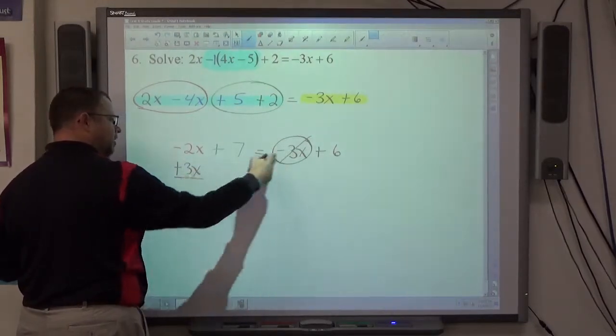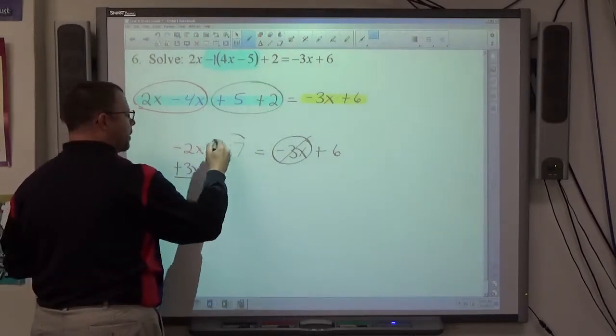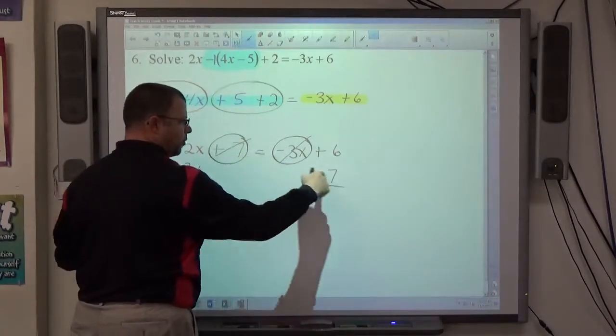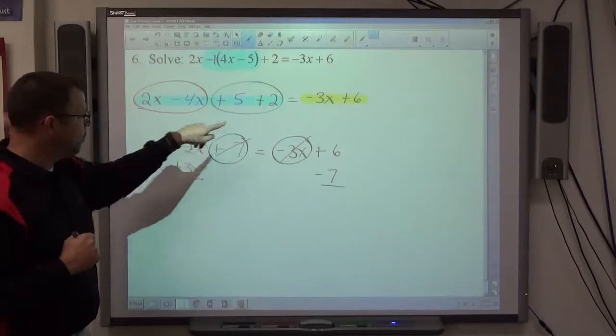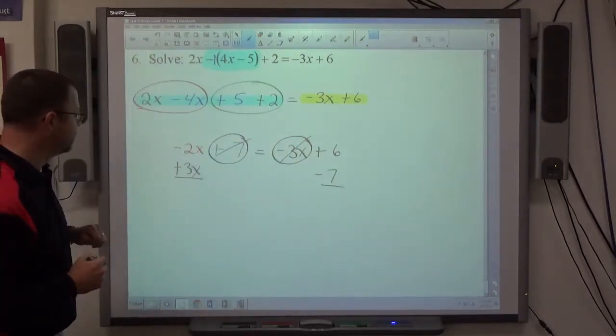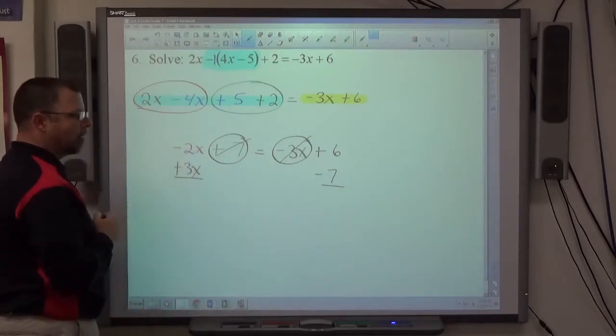Negative 3x becomes positive because I moved across the equal sign. I'm going to take the positive 7 and move it over there. This positive 7 moves over as a negative 7. The negative 2x and the positive 6 stay right where they were, so they're staying negative and positive as they were. And then here I either add or subtract based on signs.